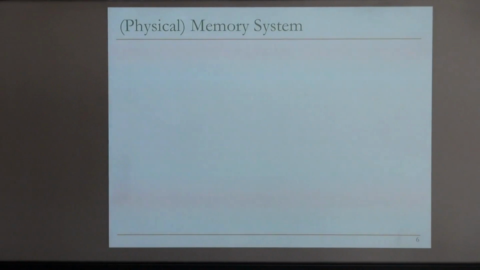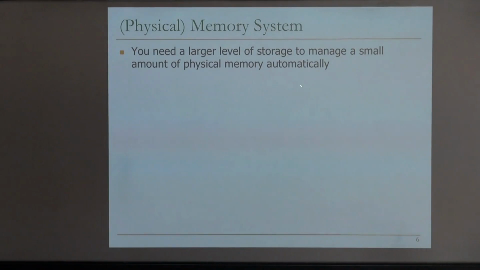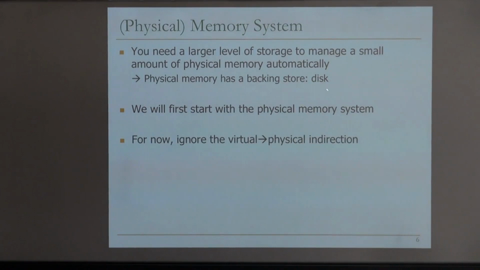Okay, but we're going to focus on the physical memory system a little bit. Basically, for physical memory, you need a larger level of storage to manage a small amount of physical memory automatically, and physical memory has a backing store, the disk, and we will start with that physical memory system. We're not going to talk about the disk as much, but the memory a lot. And for now, we will ignore the virtual to physical indirection. But you should always assume that that happens somehow. In existing systems, it always happens.